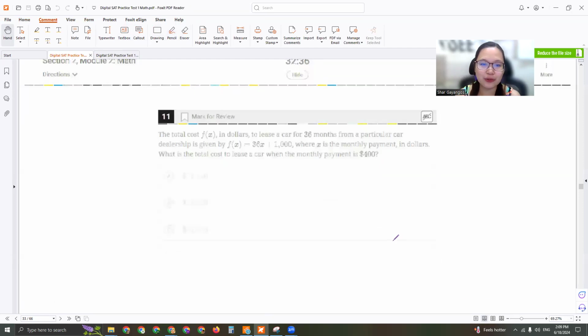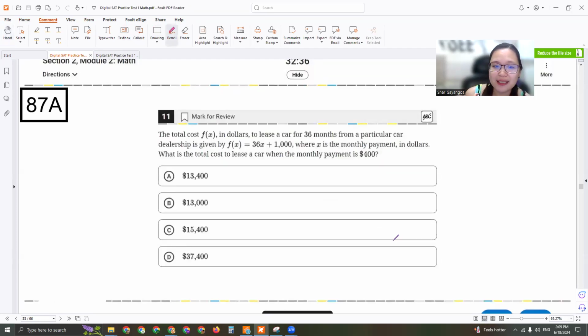Okay, so let's do question 87A. This is already in the second module part. So let's go ahead and try this out. The total cost f(x) in dollars to lease a car for 36 months. So keep that in mind.